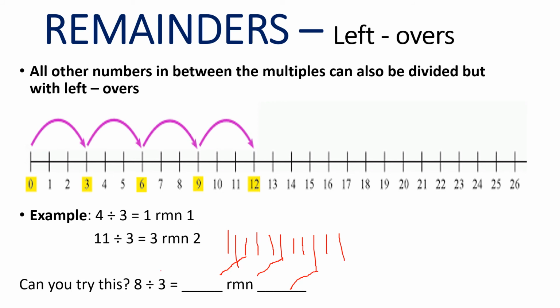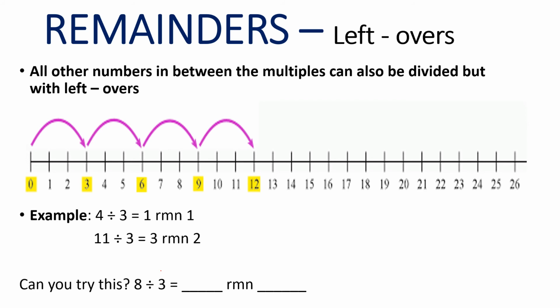Now, can you try 8 divided by 3? Let's clean this up. You try the 8 divided by 3 and see if you have the answer. I'll wait for you for a few seconds to do that. Still waiting. I'm right here. All right. So what's your answer? 2. Our answer is going to be 2, remainder 2.